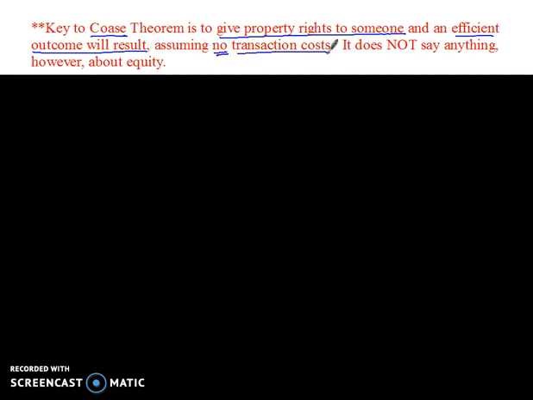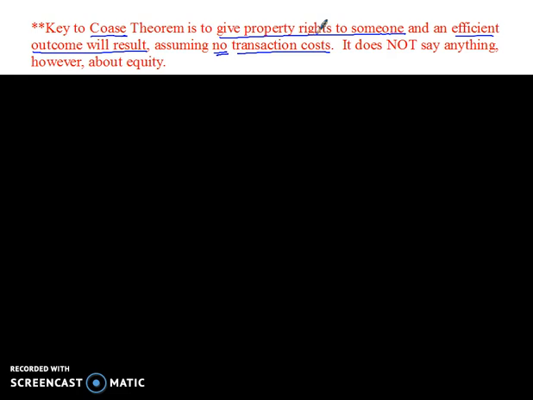There are transaction costs in the world, and we'll talk about that a little bit later in this video. But assuming for a moment that there are no transaction costs, then we can solve our externality problems by assigning private property rights and then just letting people trade.